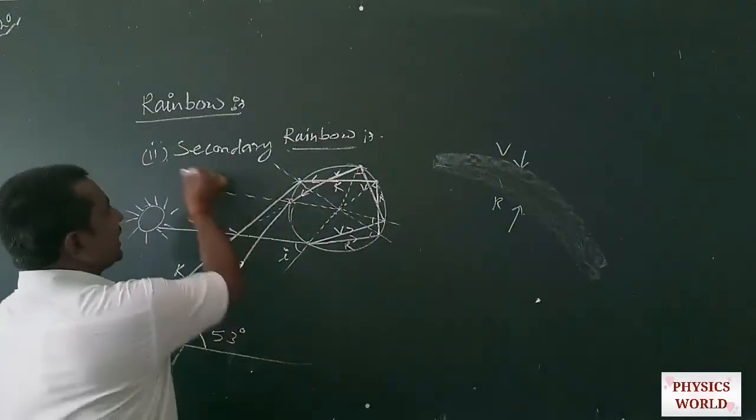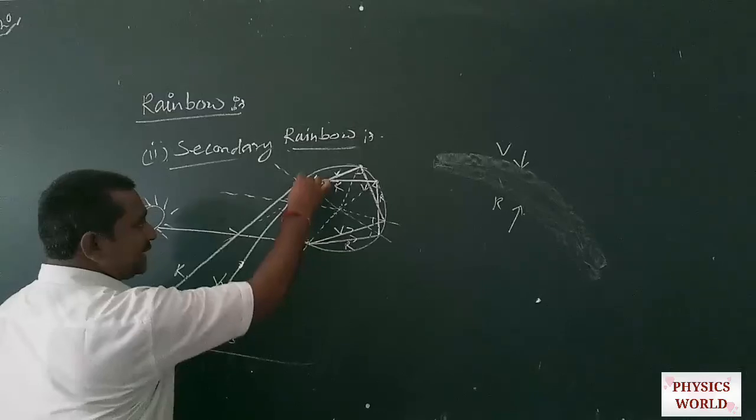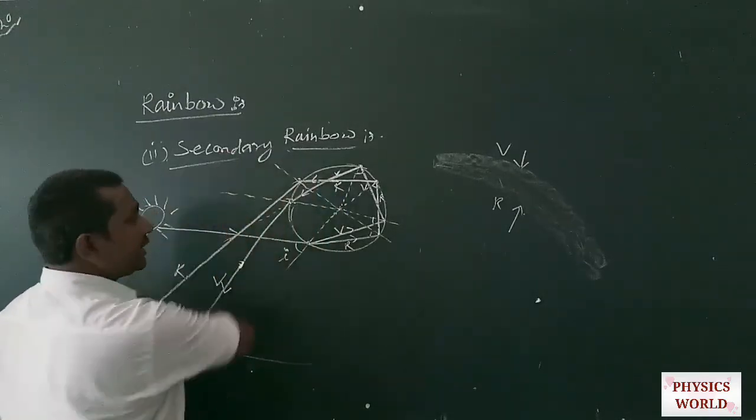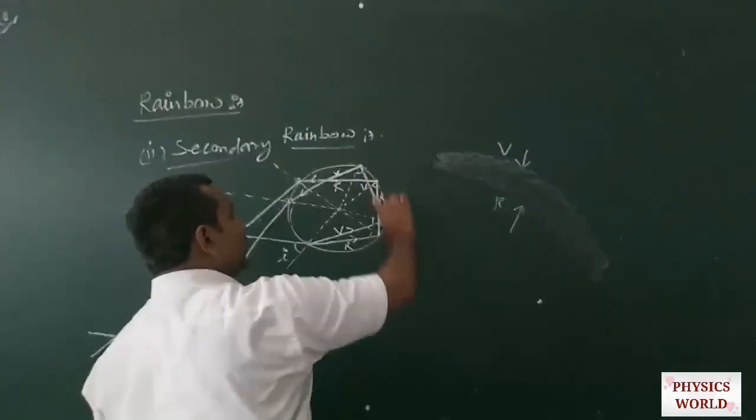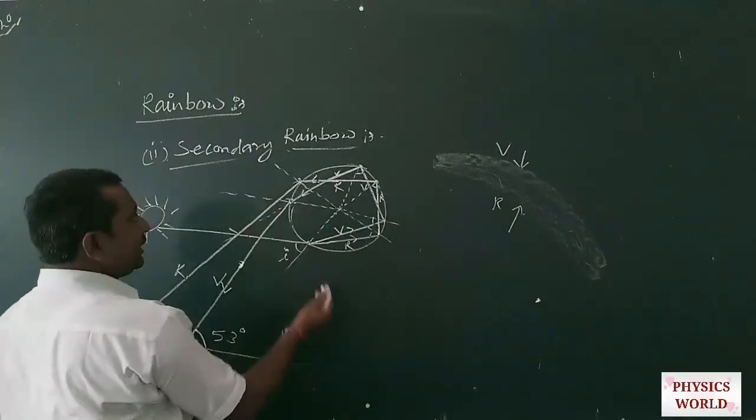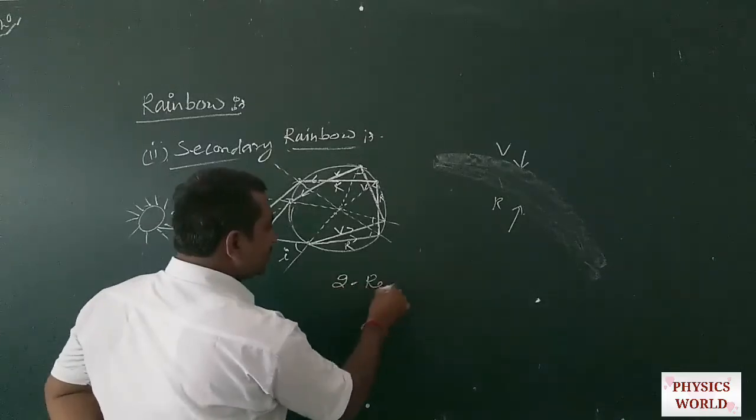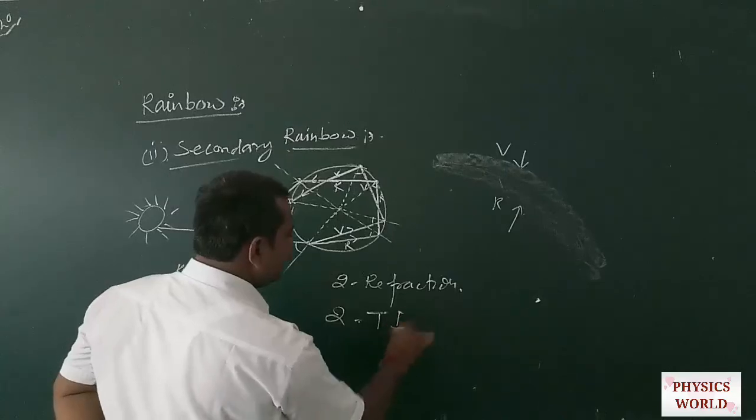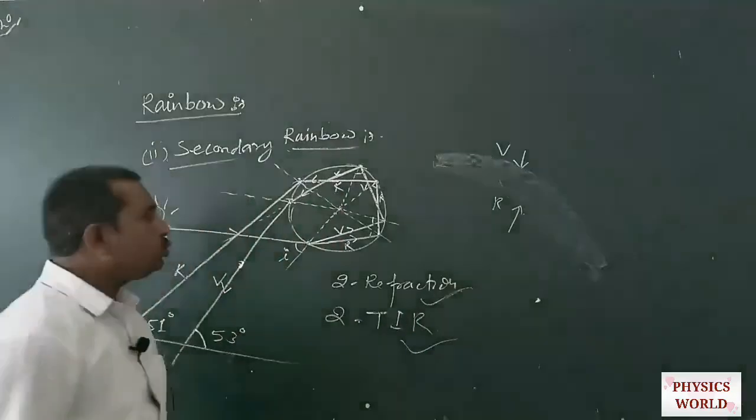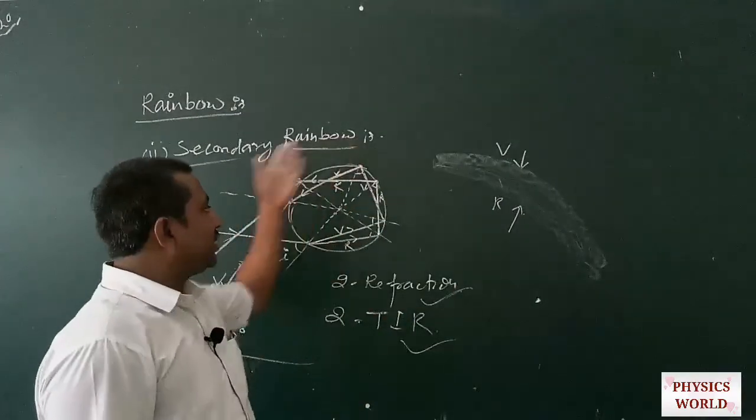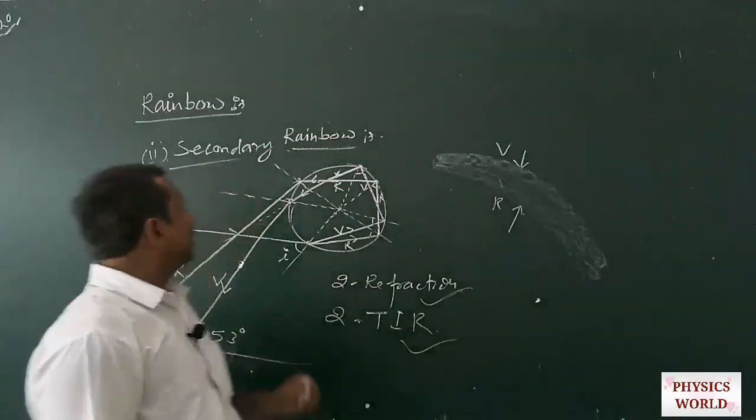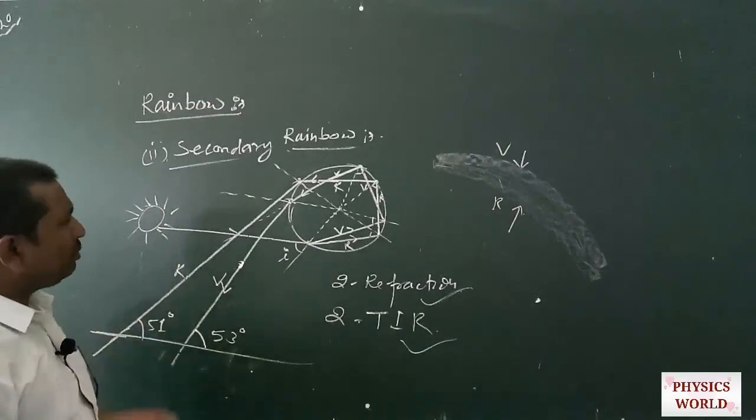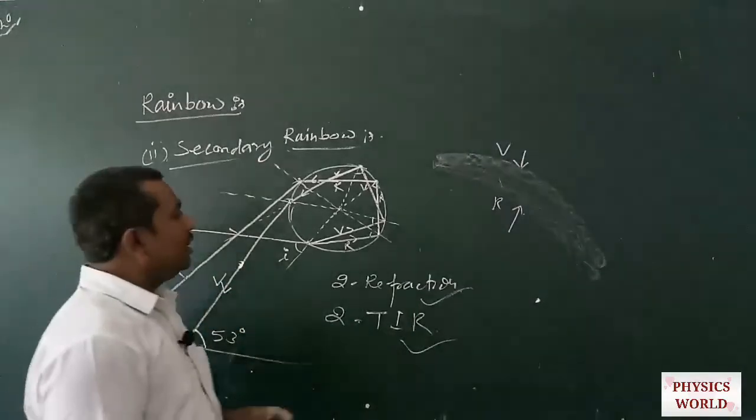So we are seeing that in the secondary rainbow there are two refractions, from denser to rarer and rarer to denser and denser to rarer, and two times total internal reflection occurs. So in the secondary rainbow there are 2 refractions and 2 TIRs. If there are 2 refractions and 2 TIRs inside the droplets of the cloud, then a secondary rainbow will form. Okay, so this is the phenomenon of the rainbow which appears in the sky.